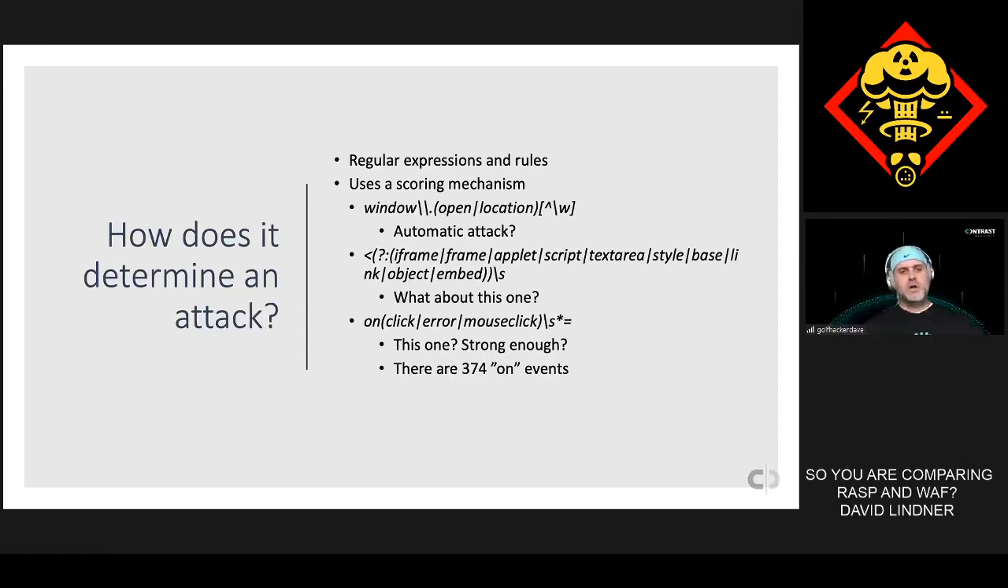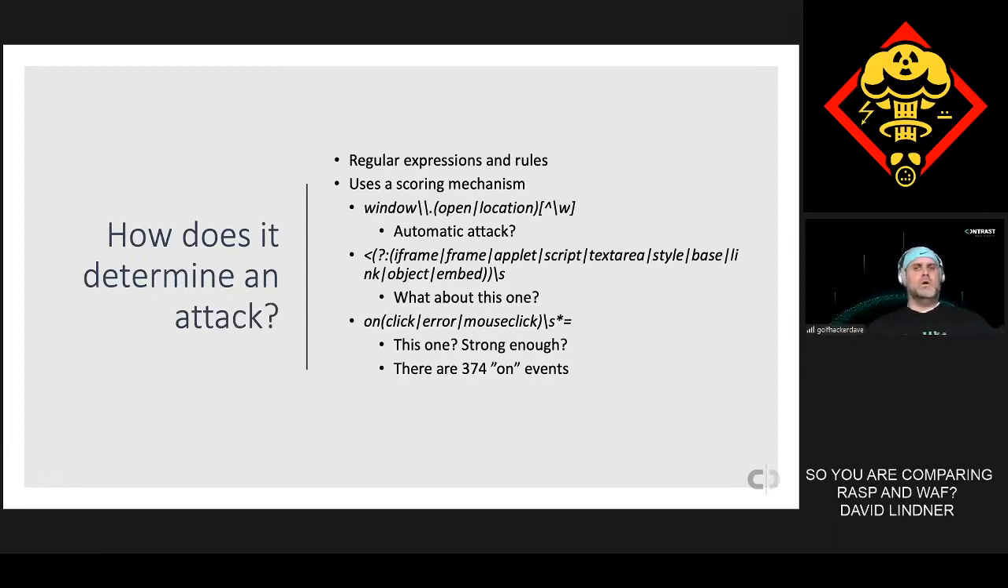But you start looking at these, and I see the one that says onclick, onerror, onmouseclick. And what that's doing is looking for on events within the HTML. Is that one strong enough? Probably not, right? The last time we checked, there were like 374 on events, and that one's only detecting 3 of them. So as an attacker, or as someone who wants to feed the monkeys a banana, I just need to find the on event that the WAF is not detecting, right? But that's, for the most part, how it's going to determine it.